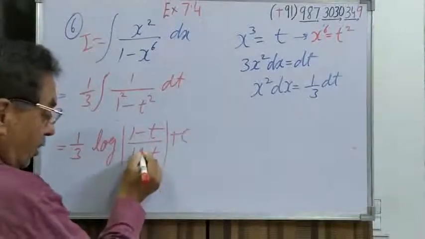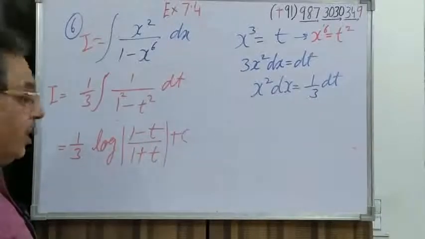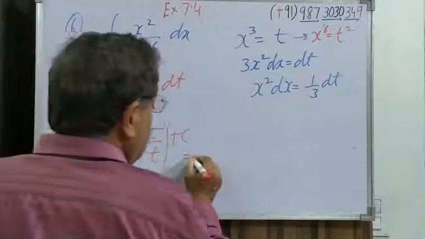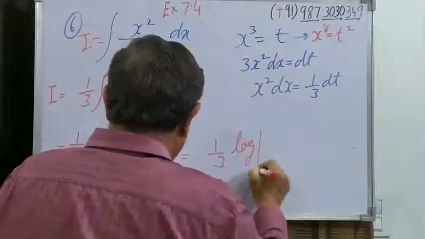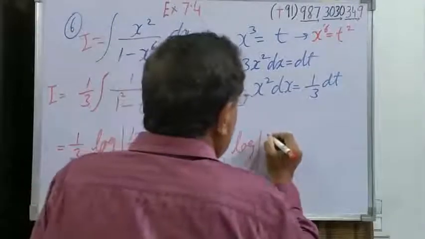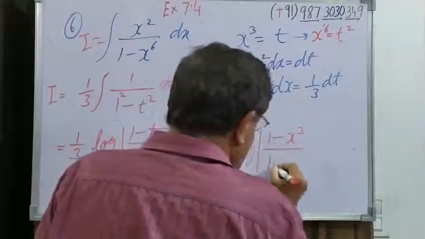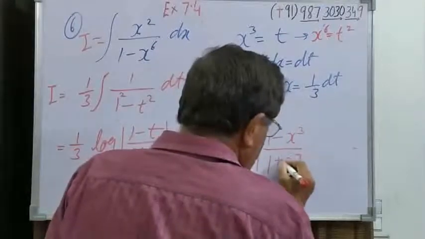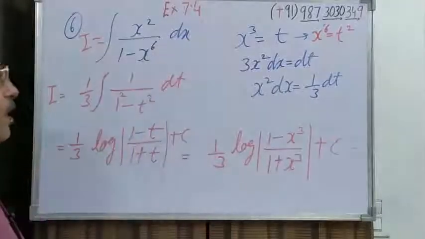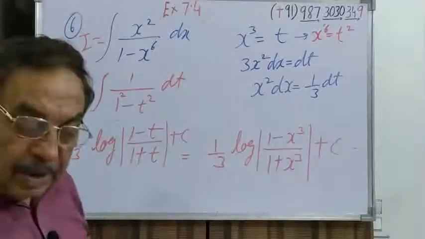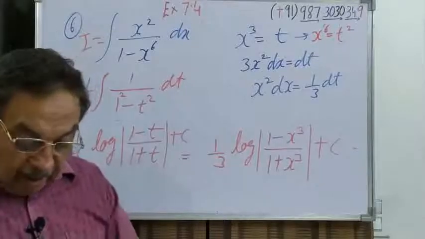So this is the answer we have. Now writing back the value of t, the final answer would be 1 upon 3 log of mod of (1 minus x cube) upon (1 plus x cube) plus c. So this is the final answer for question number 6 of exercise 7.4 of the NCERT.